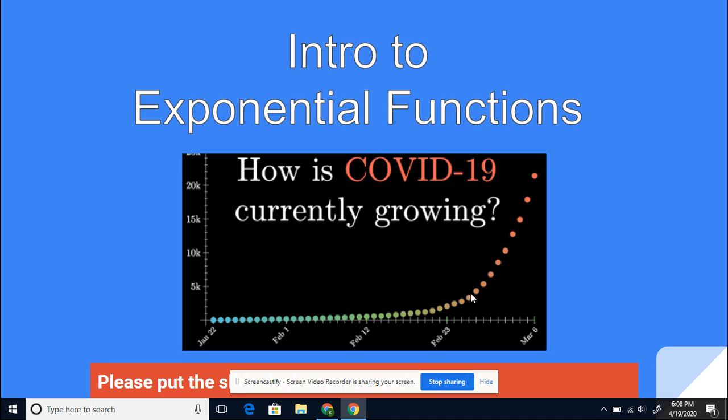When they talk about flattening the curve, what that means is they're trying to get this steep increase to not be quite as steep. We'll talk about that more throughout the unit, but that's a perfect example of a real world application of exponential functions.